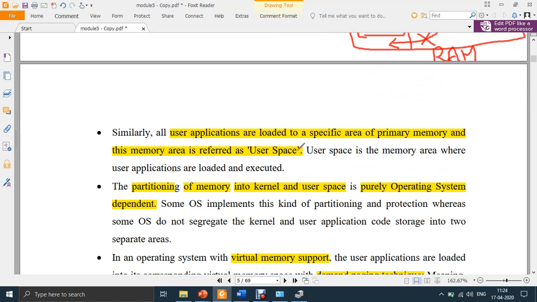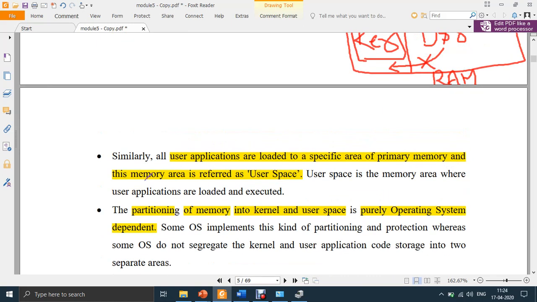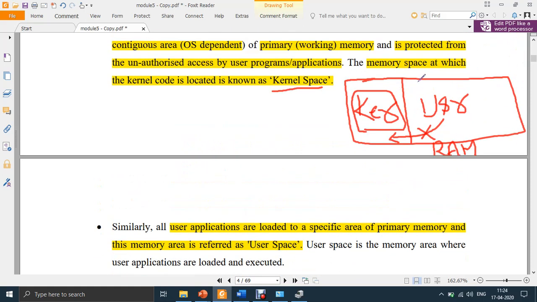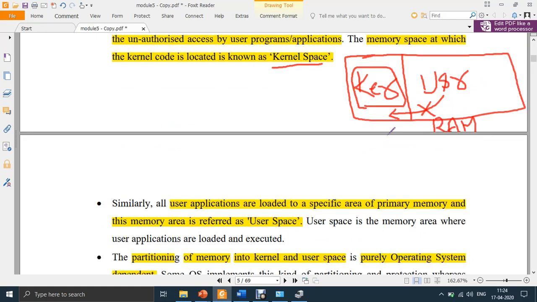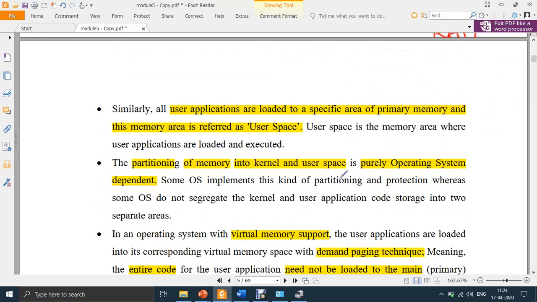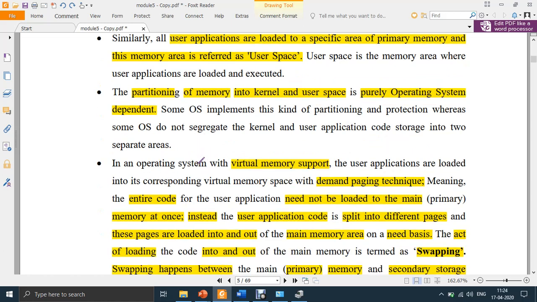Similarly, user applications are loaded to a specific area, and this area is known as user space. This part is the user space, where user applications are loaded and run. The partition is purely OS dependent, and it is logical, not physical. Logical, that is the understanding, that's all.